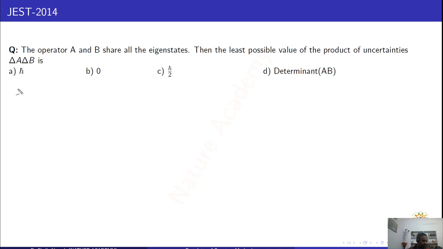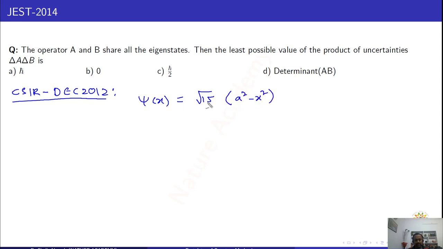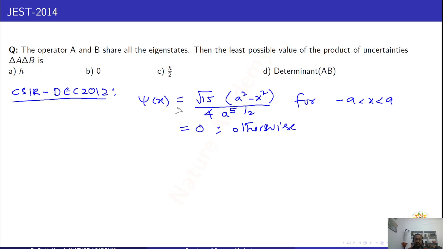There is one problem which appeared in CSIR December 2012. I want to discuss this problem here. If a particle is represented by a normalized wave function psi of x equals root 15 into a square minus x square divided by 4a power 5 by 2 for minus a less than x less than a, and otherwise it is 0 for all other x values. So this is the normalized wave function given for a particle.